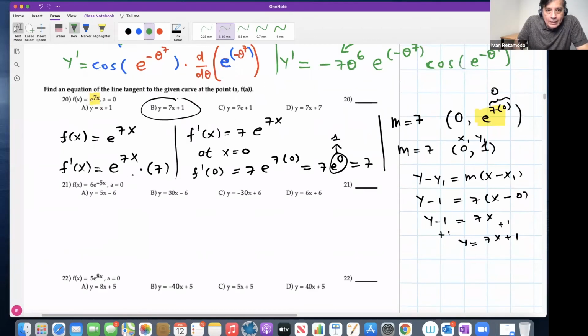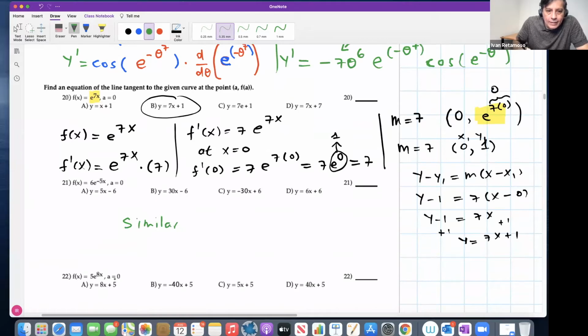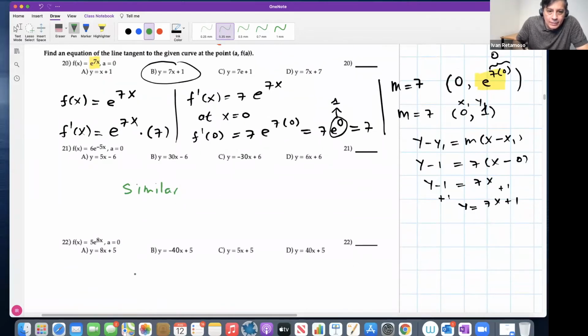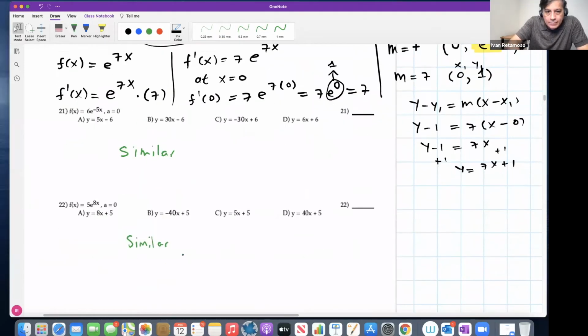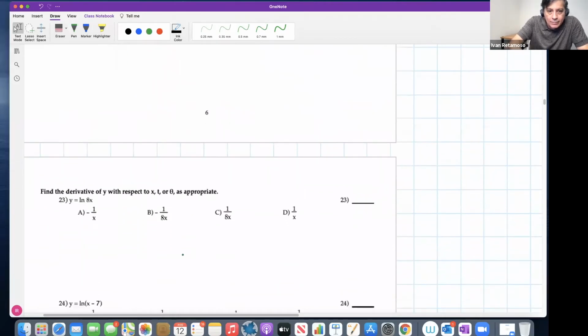Number 21 is very similar to this, right? It's a constant you take out, so basically similar. This one, similar also, right? Similar. Let's try to go over the ones that are different. So at least we got an idea of how to deal with this.